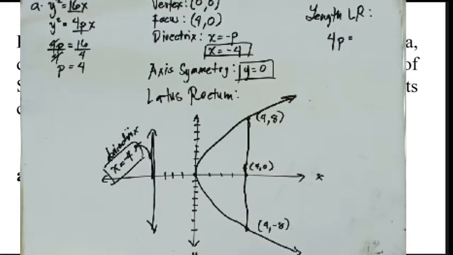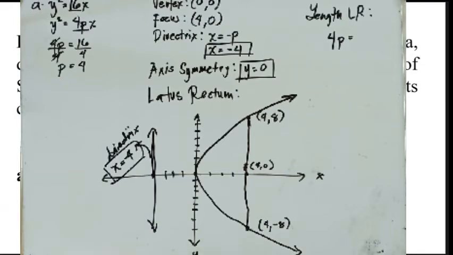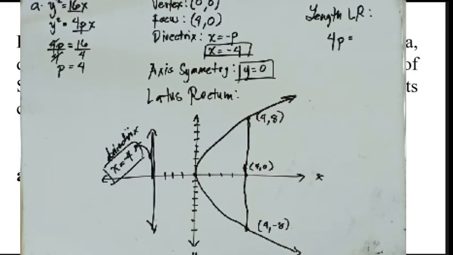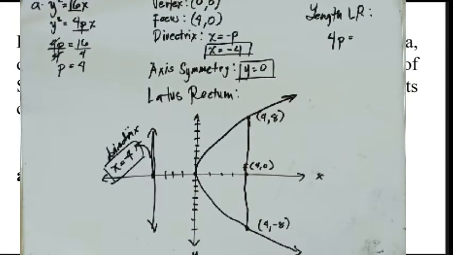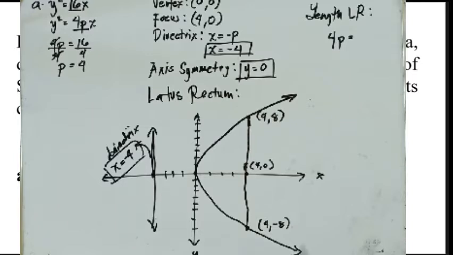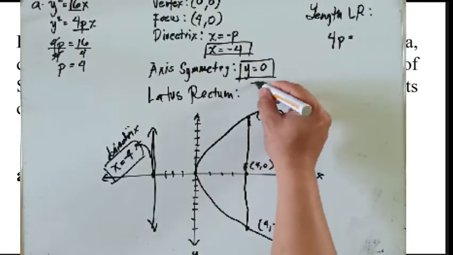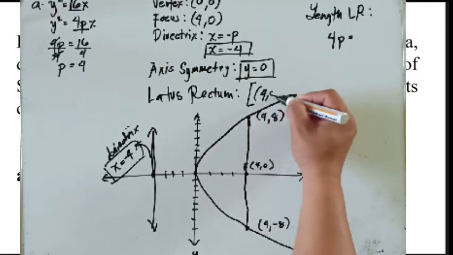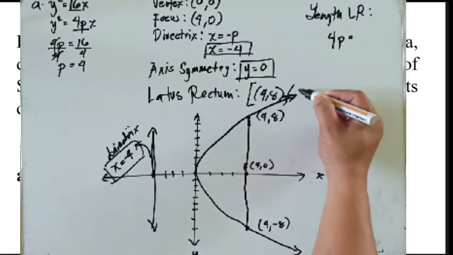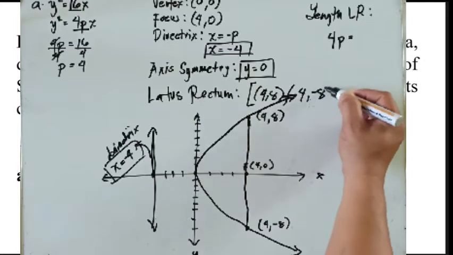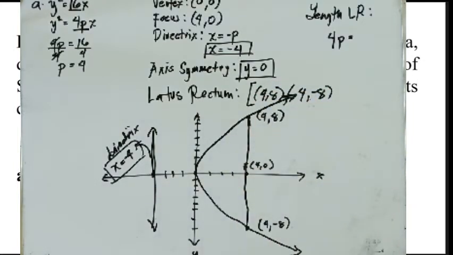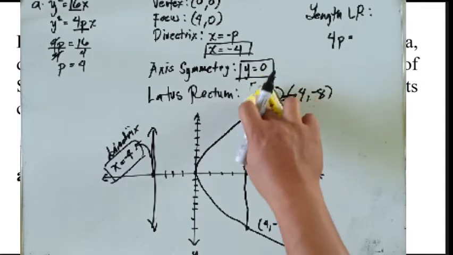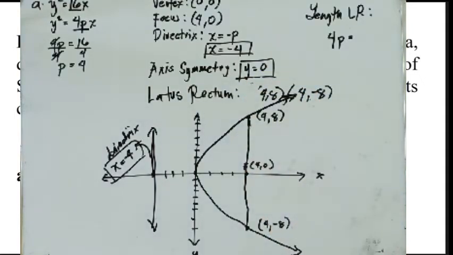So that's how we find the different parts of the parabola, and that's how we graph the curve y squared is equal to 16x. May I just write the endpoints here? We have (4, 8) and (4, -8). So these are the endpoints of the latus rectum.